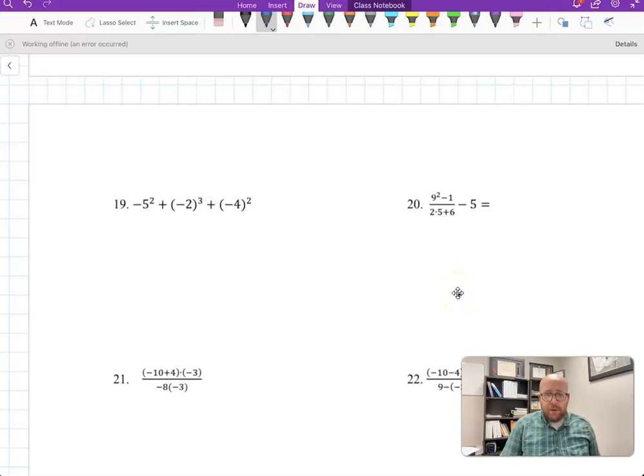Beginning with problem number 19. Recall that we are evaluating expressions using the order of operations, PEMDAS. Alright, problem number 19. We have a lot of exponents to tackle. Now, we talked about exponents previously.